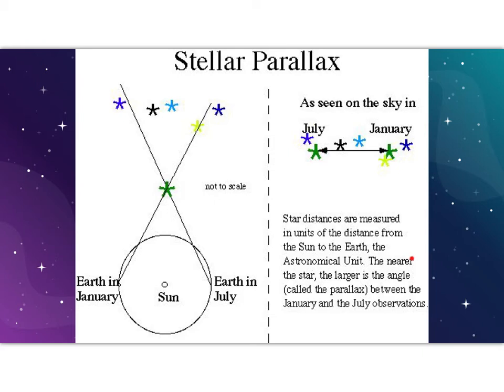The nearer the star, the larger the angle or parallax between these two observations. So the closer it is to us, the more it appears to move based on parallax. The further away, the smaller the movement in the sky, or so it seems.